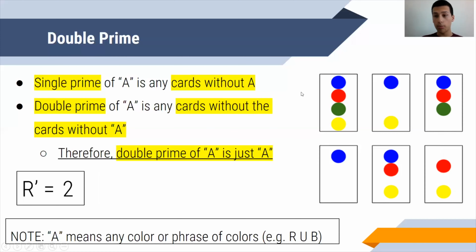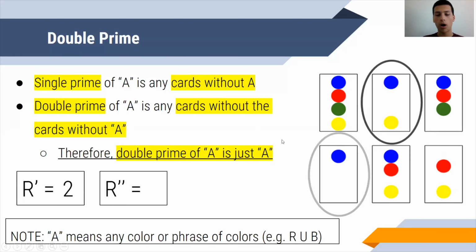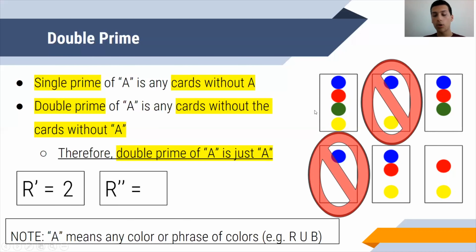Now let's look at a double prime example, red prime prime. So we originally had those two cards that didn't have red from the first red prime. So we're going to look at the first prime here. So we have two cards from the first prime. Okay, the second prime is saying, we're going to get rid of those cards now, and we're going to look at all the cards without these cards. So the second prime invalidates those cards, and now we're left with the original 4 red cards that we had. So red prime prime is just the number of red cards, and that is 4.